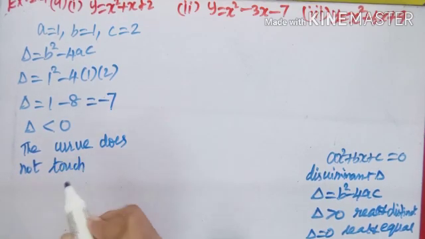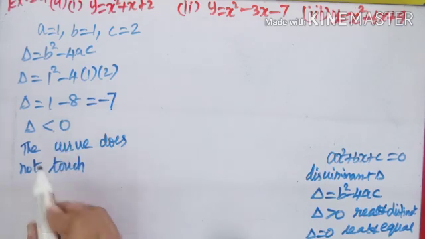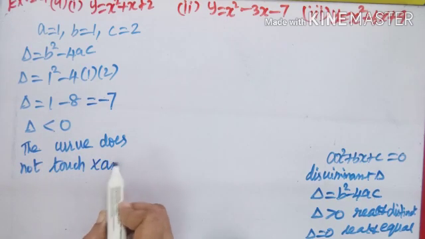Remember the idea? Discriminant is negative, the curve does not touch the x-axis.